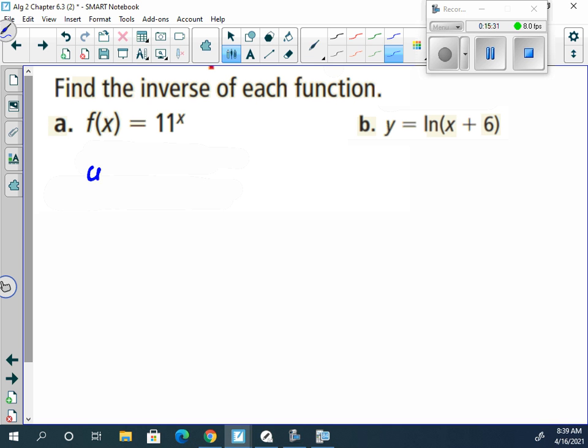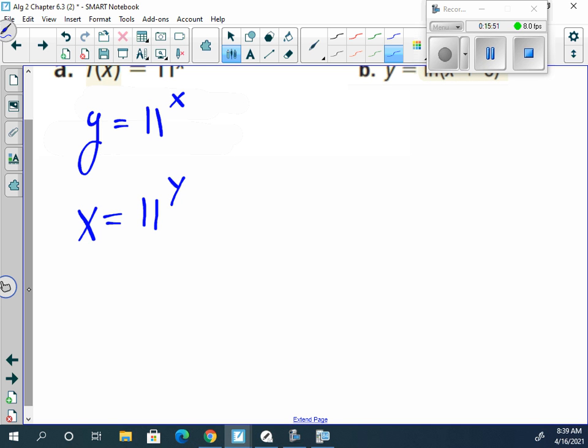Well, we can really say y is equal to 11 to the x, because f of x is the same as y. And then we can switch the x and y. x is equal to y. I just like putting y, whatever we're solving for, at the end on the left side. f inverse of x, yes.